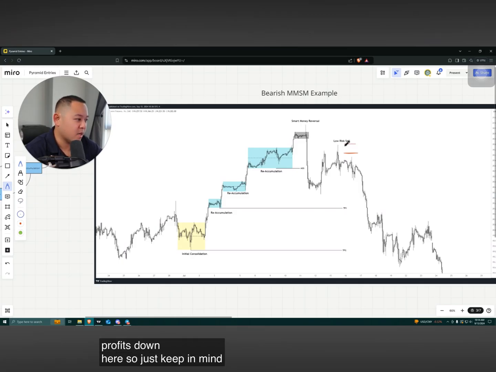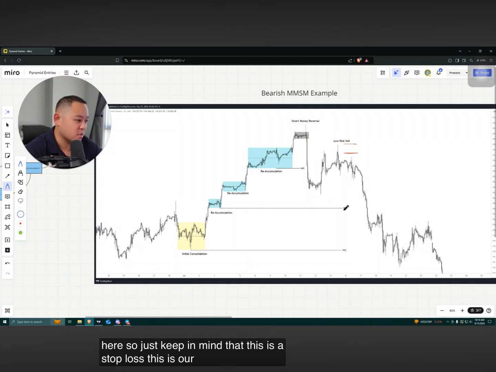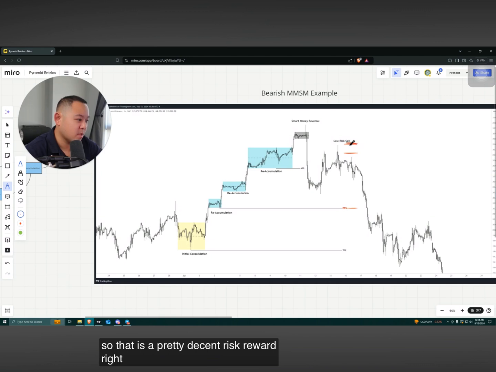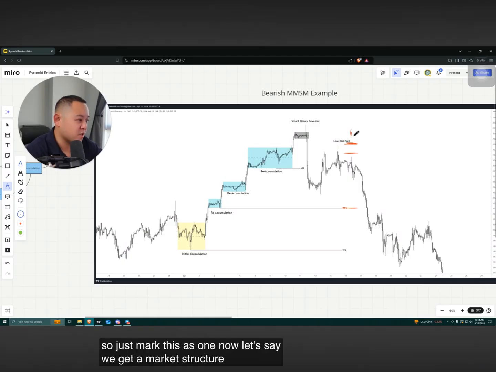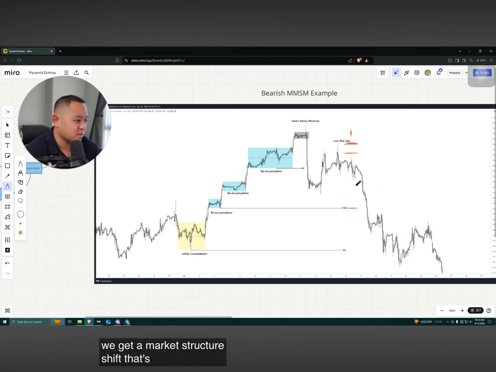So just keep in mind that this is a stop loss, this is our take profit. So that is a pretty decent risk to reward, right? So once we're in our initial entry, just mark this as 1. Now let's say we get a market structure shift. That's a pretty awful one, but let's just say we were able to enter here.